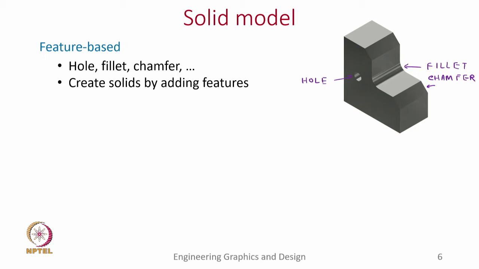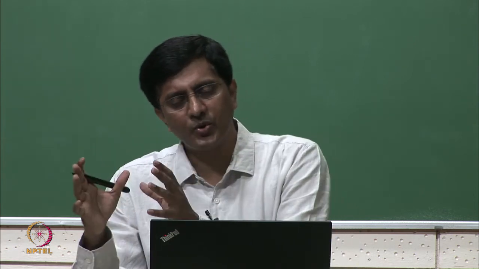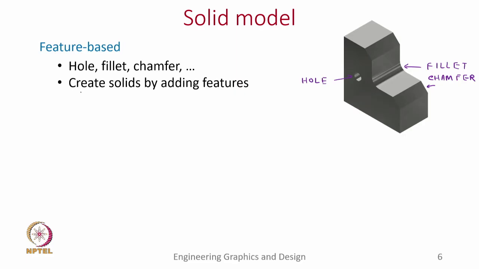If you keep on adding these features, gradually the primitive objects you started with will approach close to the real world objects we wanted to design. So, you can create complex solids by adding or subtracting, essentially doing the Boolean operation with these features. Okay, so this is what is called feature based modeling.